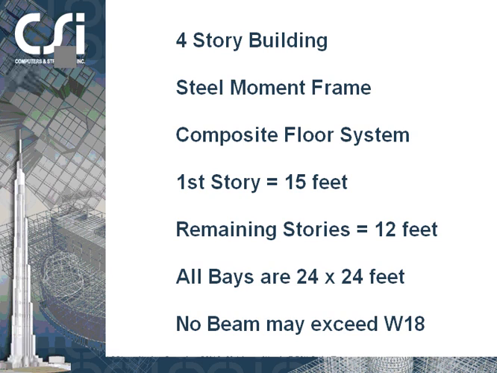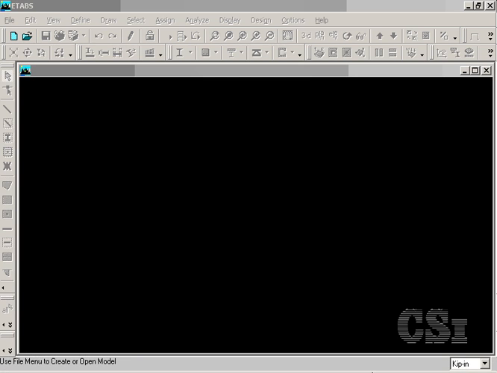Our project will be a 4-story building where the first story is 15 feet, and the remaining stories are each 12 feet high. The bays are all 24 feet by 24 feet, and the lateral system will be steel moment frames. No beam may exceed a depth of a W18. We start by setting the building grid and story dimensions.